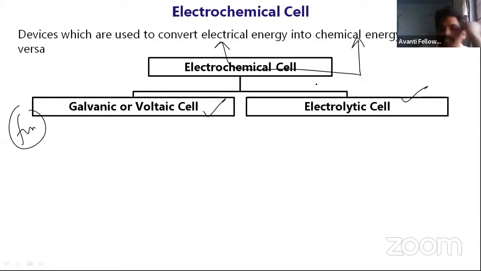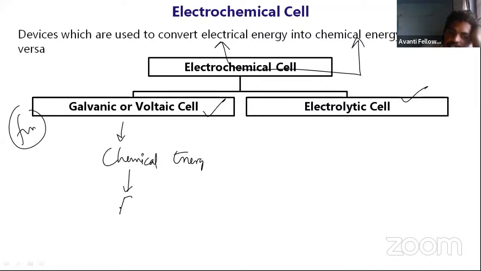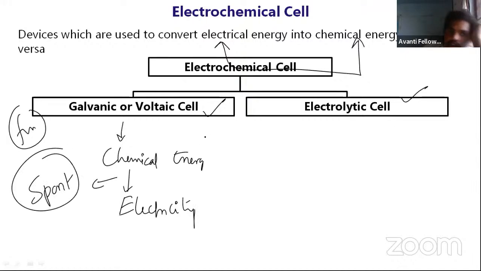Yes, I got some responses. It contains anode and cathode. Before that you can say it is using chemical energy, and it will produce electricity, and this particular process is nothing but a spontaneous process. Spontaneous, meaning it will happen on its own. There is no external resource required.